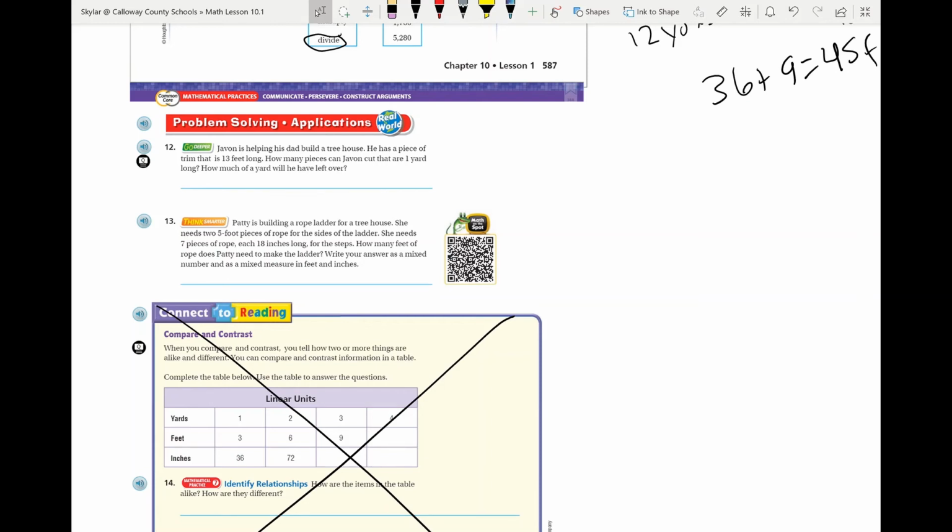So what you need to do is see how many yards you will have. But keep in mind it said how much of a yard will he have left over as well. So your remainder is going to need to be turned into a fraction. And remember, you can turn your remainder into a fraction by simply putting your remainder over your divisor, or the number you're dividing by. So let's take a look at 13.